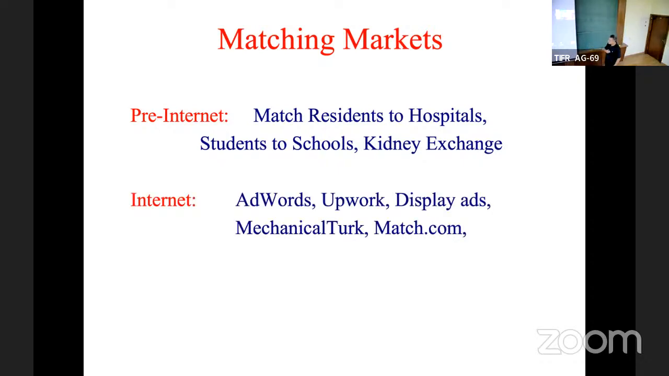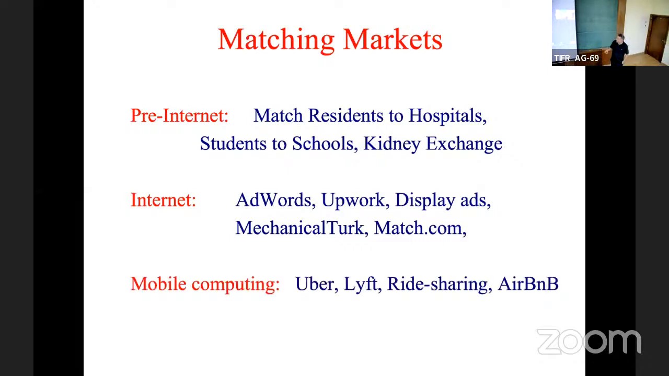And then came the internet, and we got the Adwords market. I'll describe that fully. Upwork, where you have employers and workers coming online, and you have to match them so that this employer gets the worker that can actually do the job. Display ads is like Adwords, and we'll come to that also. The Mechanical Turk is like Upwork, and you know what Match.com is. I don't. All the young people know what Match.com is.